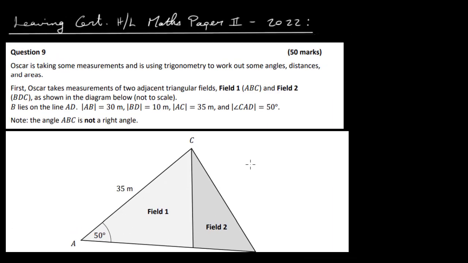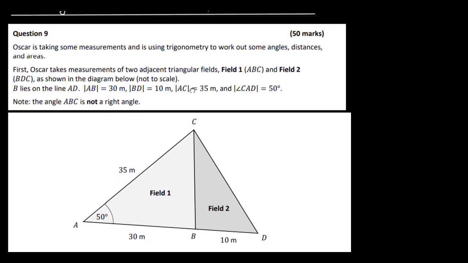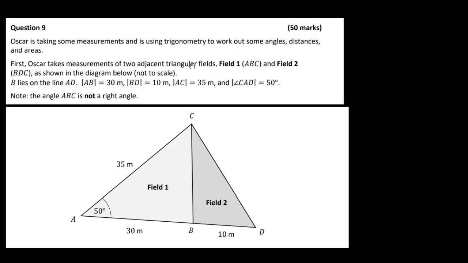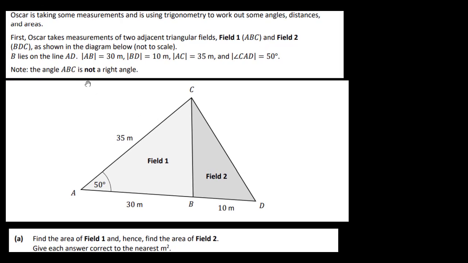Okay, so this is the Leaving Cert Higher Level Maths Paper 2, 2022, question 9. Oscar is taking some measurements and is using trigonometry to work out some angles, distances and areas. First, Oscar takes measurements of two adjacent triangular fields, field 1 and field 2, as shown in the diagram, not to scale. B lies on the line AD, that's down here. And let's see, AB is 30, BD is 10, AC is 35, and CAD is 50 degrees.